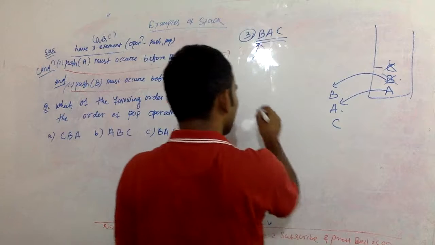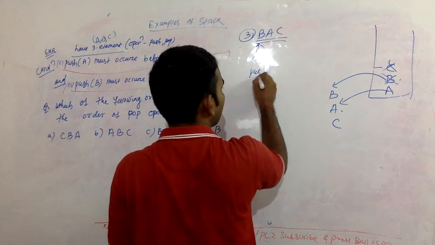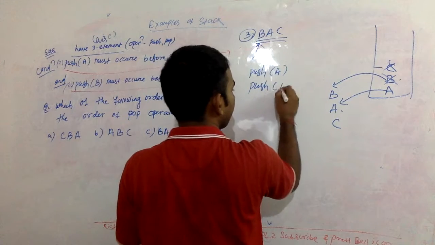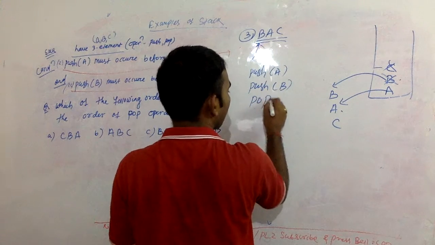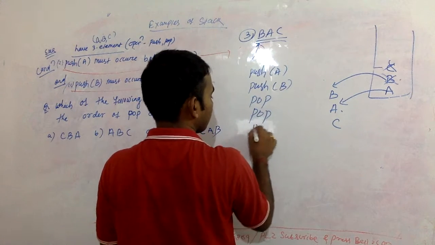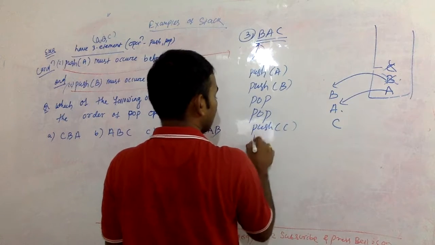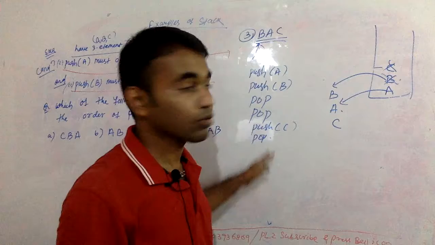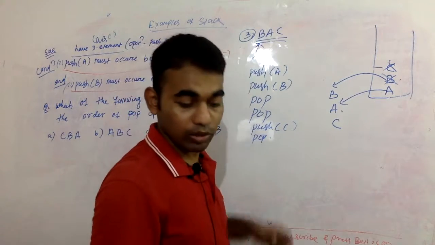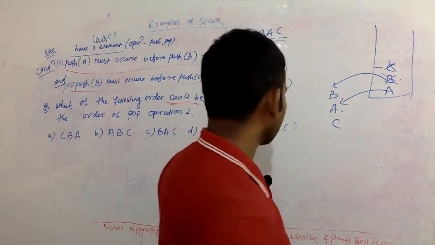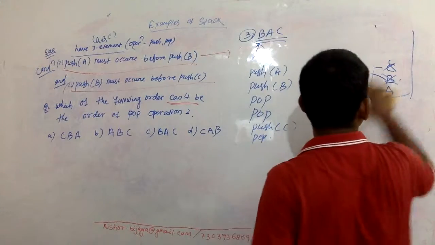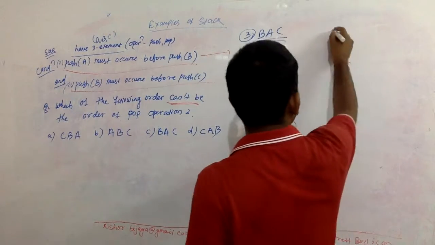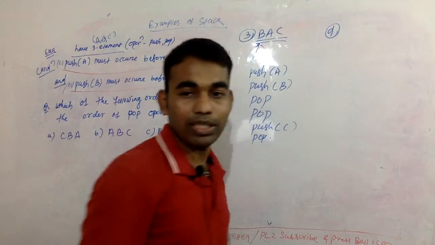You got it? So what is the order? Push A first, then push B, then there will be two pops, then push C, and then pop. That's what this particular sequence will be, so you get this order. Now let's go to the last option and see whether it is possible or not.